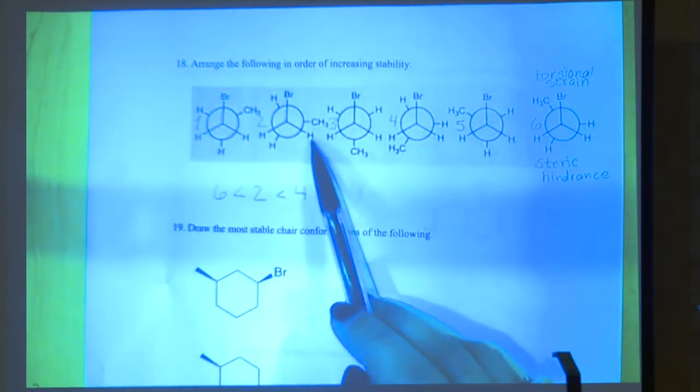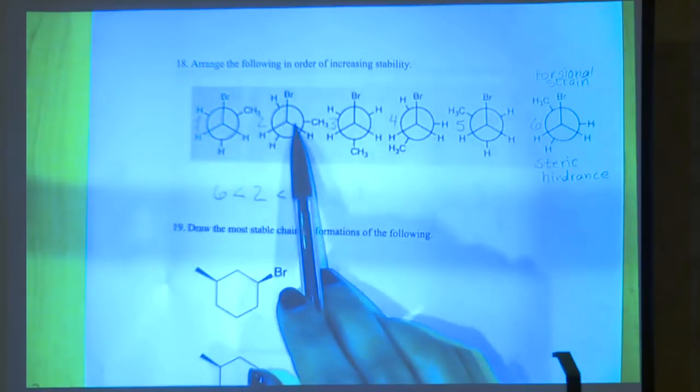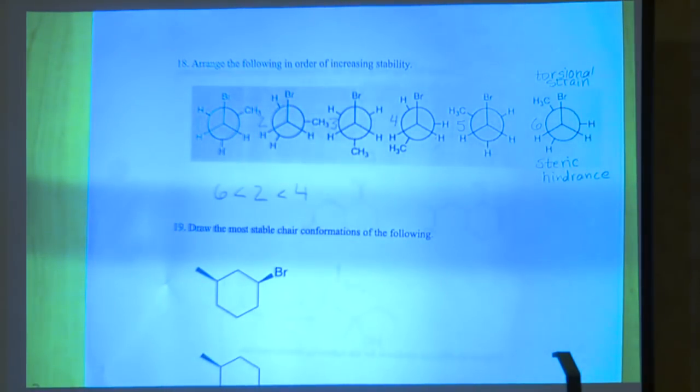Yeah, so this is lined up with the hydrogen here, and if you were to just make it, like, these are the same. So if you were to just make it back into staggered, it would make it so that it was closer. Now it has the steric hindrance as well.